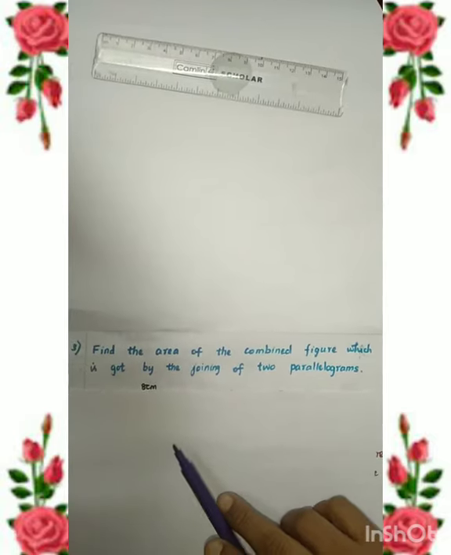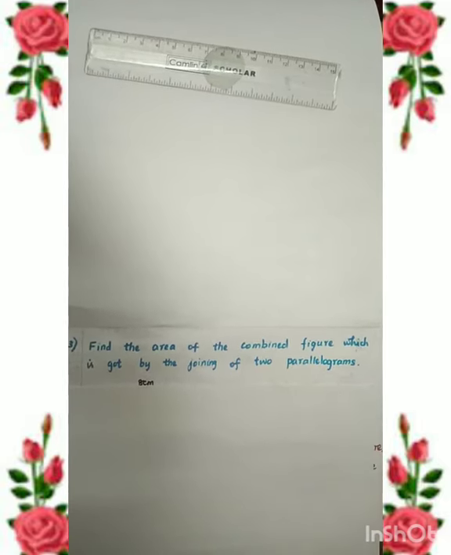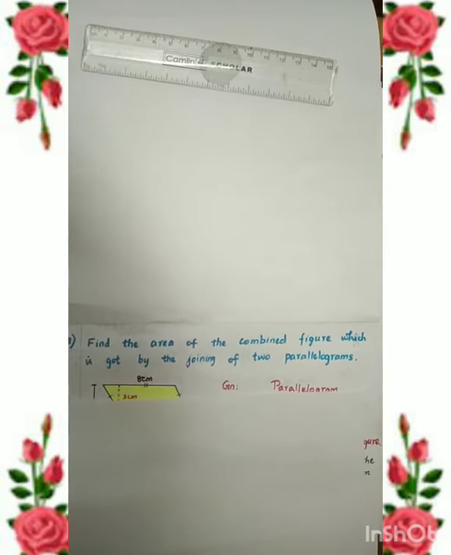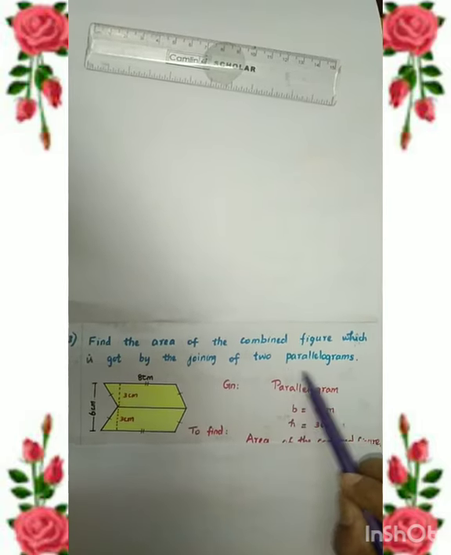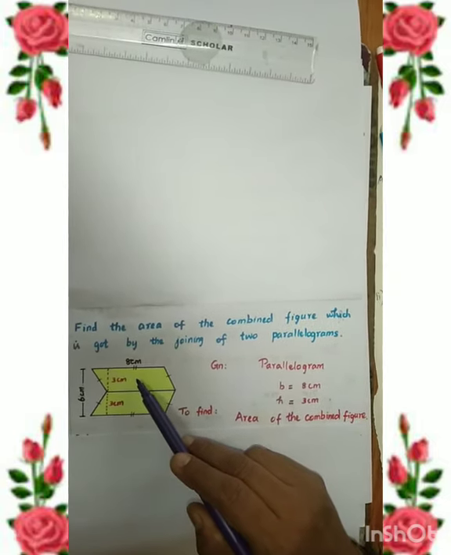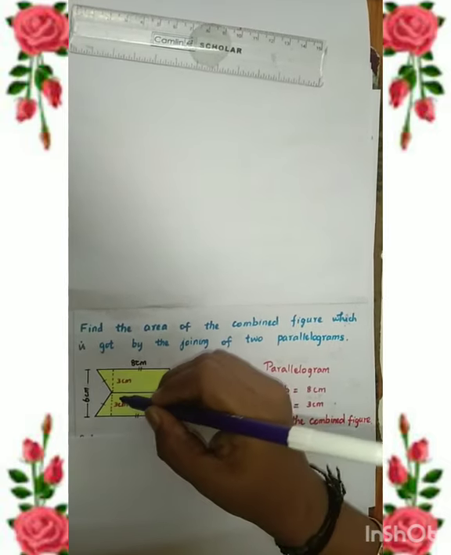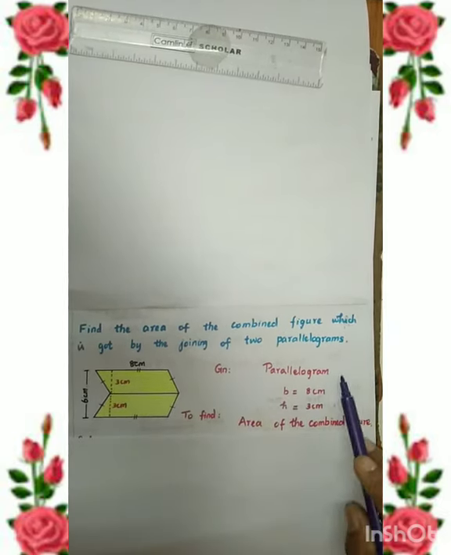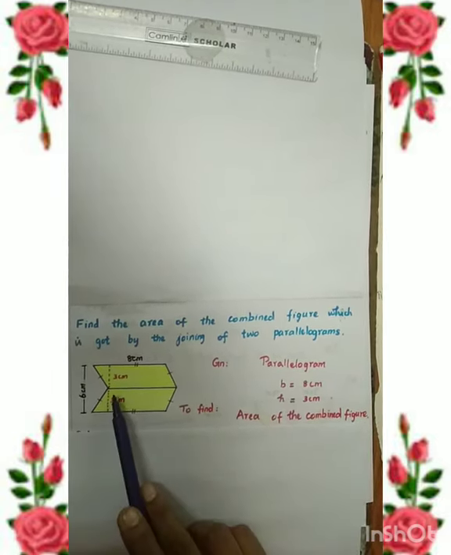Third problem, find the area of the combined figure which is got by the joining of two parallelograms. What is the property of a parallelogram? Opposite sides will be parallel and equal. So the diagram is given. Here two parallelograms are joined to make the combined figure. Measurements are given. One side, the base of the parallelogram, is 8 centimeter and the total height they have given as 6 centimeter. So each parallelogram has 3 centimeter as height.